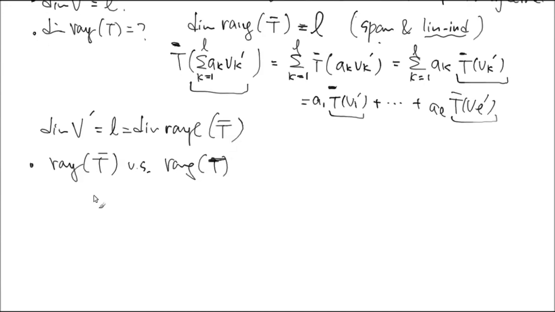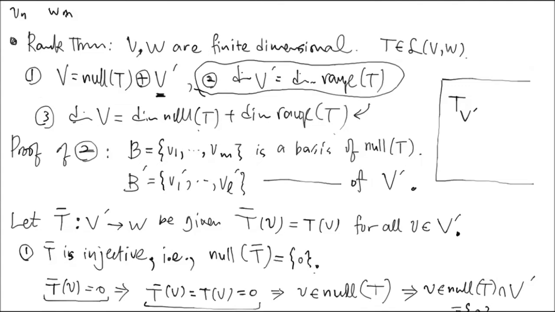So here's the range of T. That's what we wanted to target. The range of T looks like this: T of everything here, right? How does everything look like? T has a domain V, the full space, right? So how does an element look inside V here?